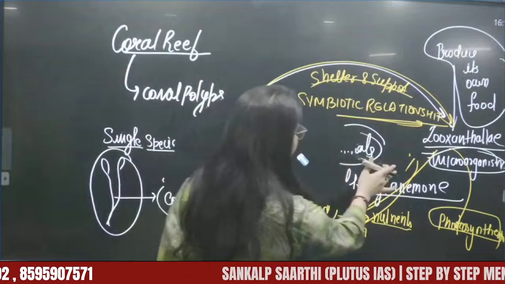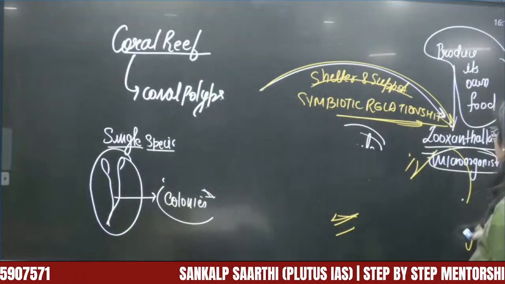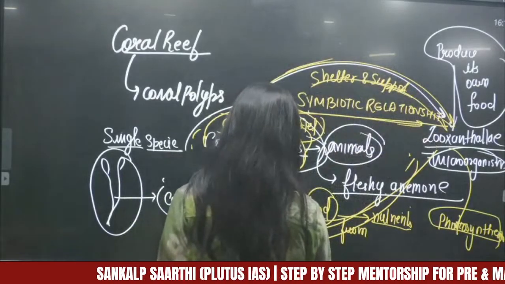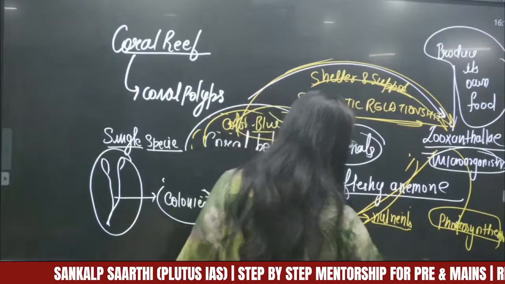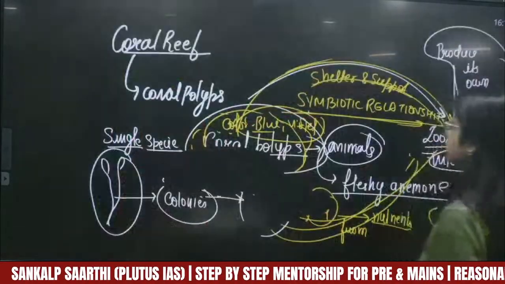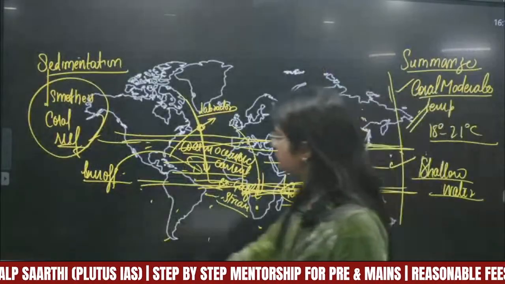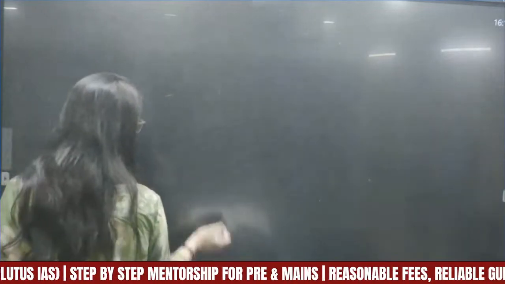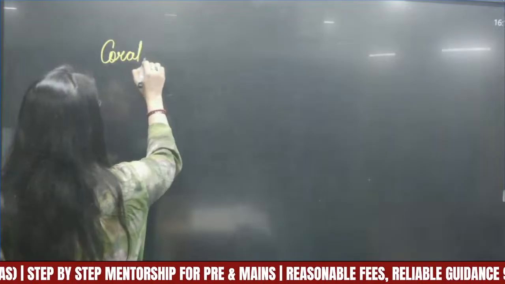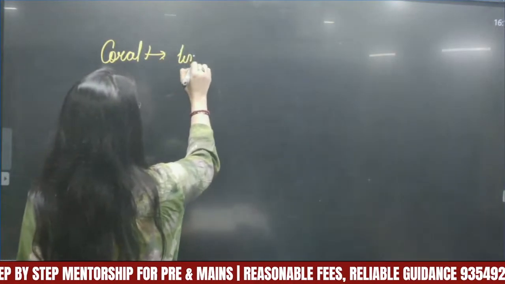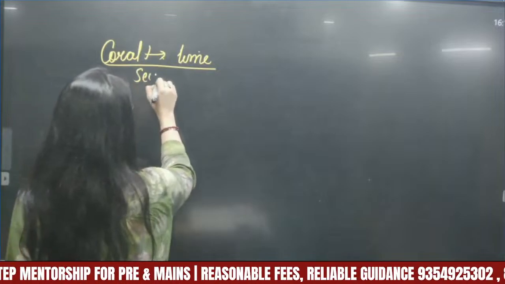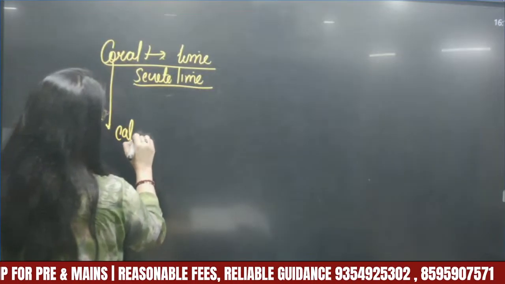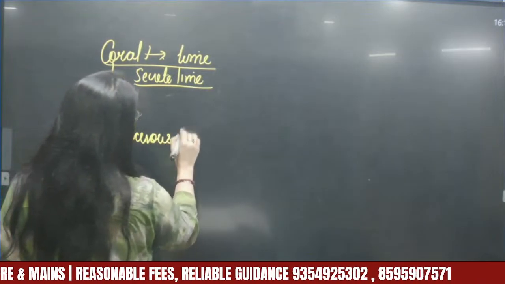right? कि coral reefs का formation अब कैसे होगा? Now corals have another property. Okay, now the corals have another property that they secrete lime. They secrete lime. And that's why we call it as calcareous deposits.